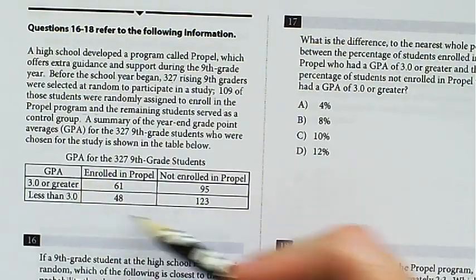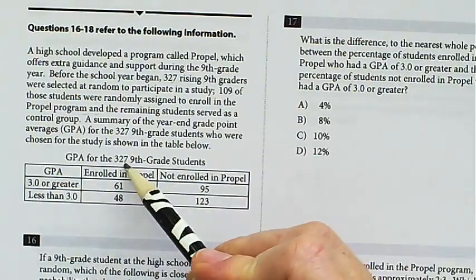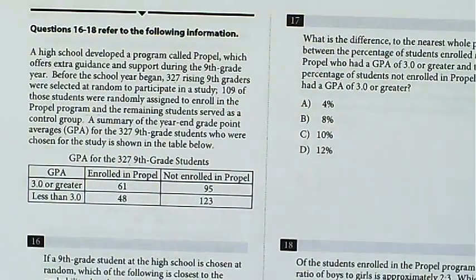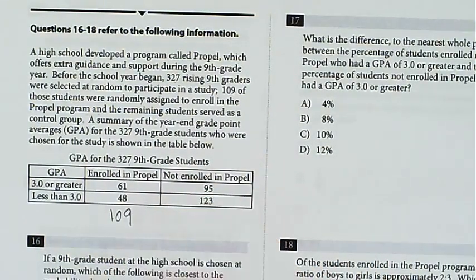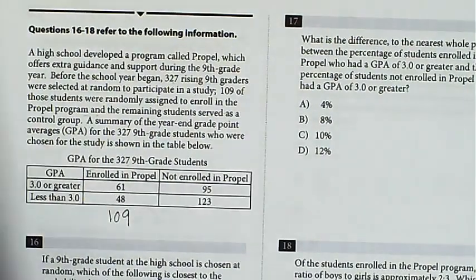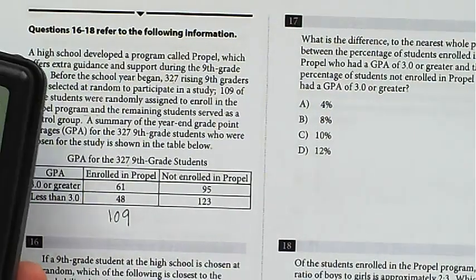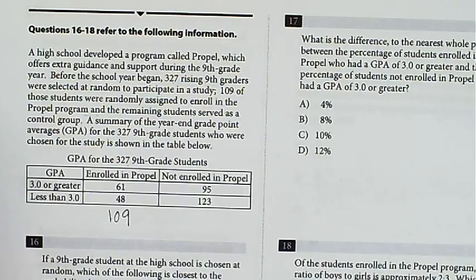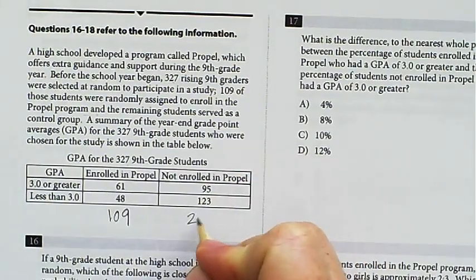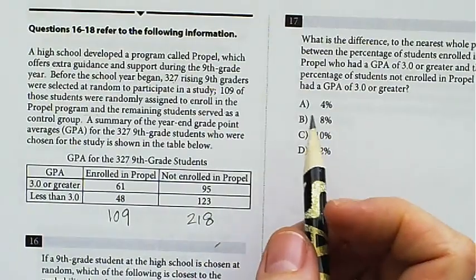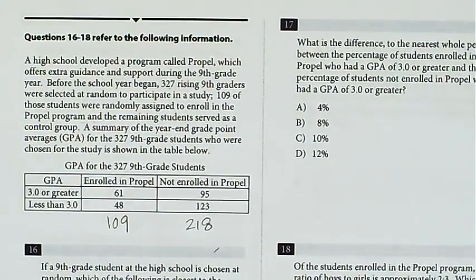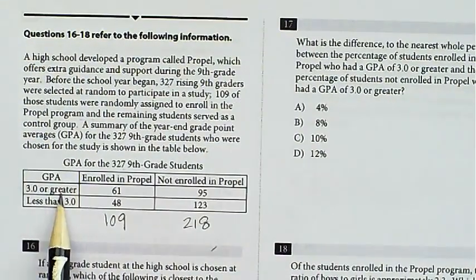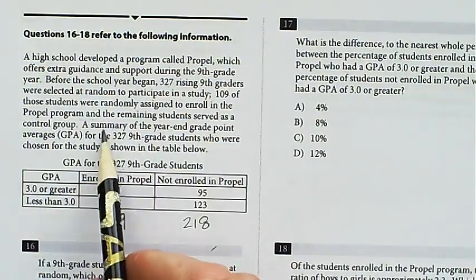So these are all the 327 9th grade students, and there's 109 who are enrolled in Propel. I'm going to quickly calculate how many are not enrolled. So 95 plus 123 is 218. Actually, I think I'll do totals for all of these. So in other words, 3.0 or greater, well, let's finish reading.